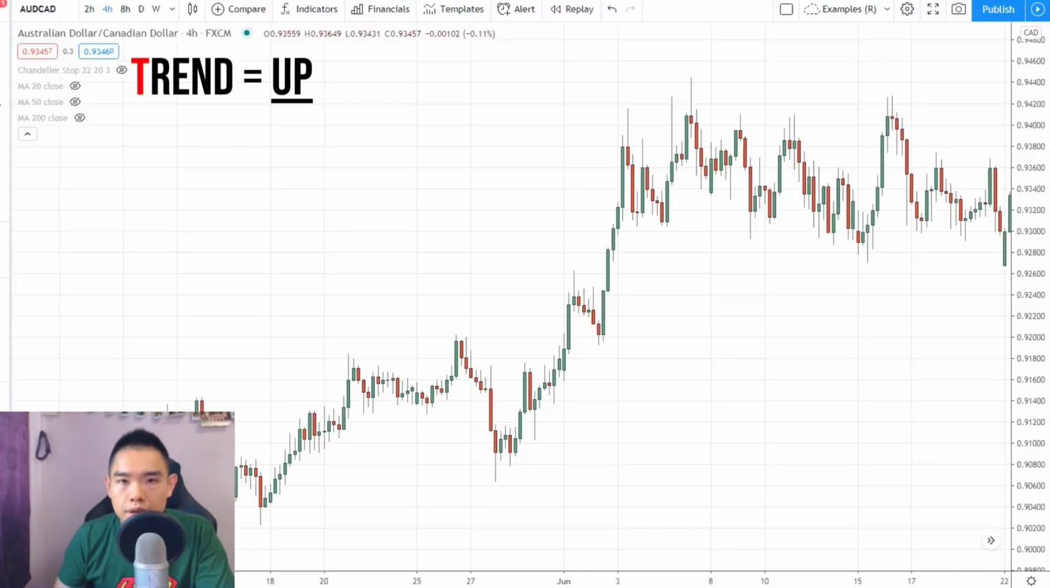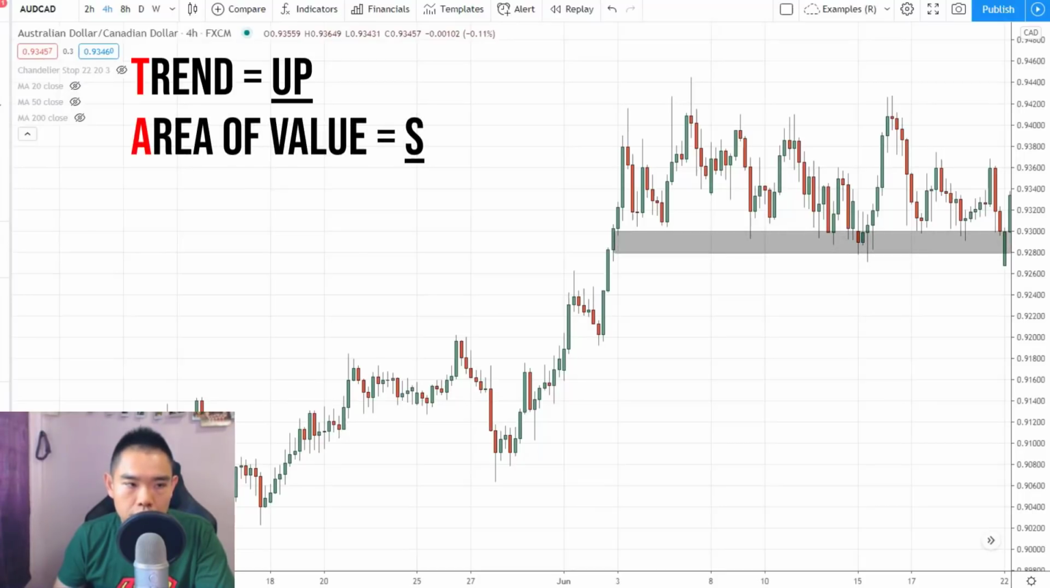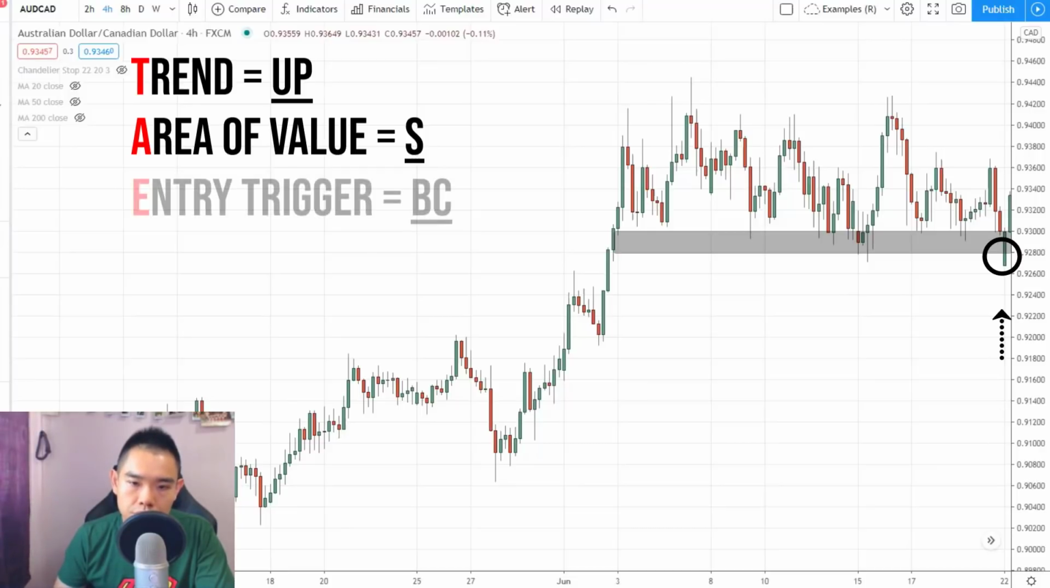Okay, great. Number 2, area of value. You can see that I'm looking at this area of value over here, which is an area of support. So let's call it S for support. I'm going to do something like this. Next one, entry trigger. Do we have an entry trigger? When we talk about entry trigger, it's something as simple as a bullish reversal candlestick pattern. We just simply have a very nice bullish higher close over here. That's a valid entry trigger. So I'll just call it BC, bullish close.